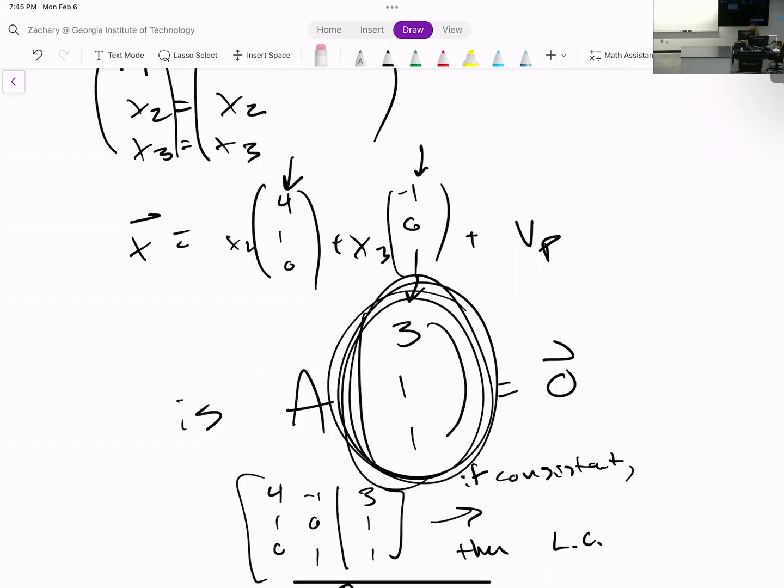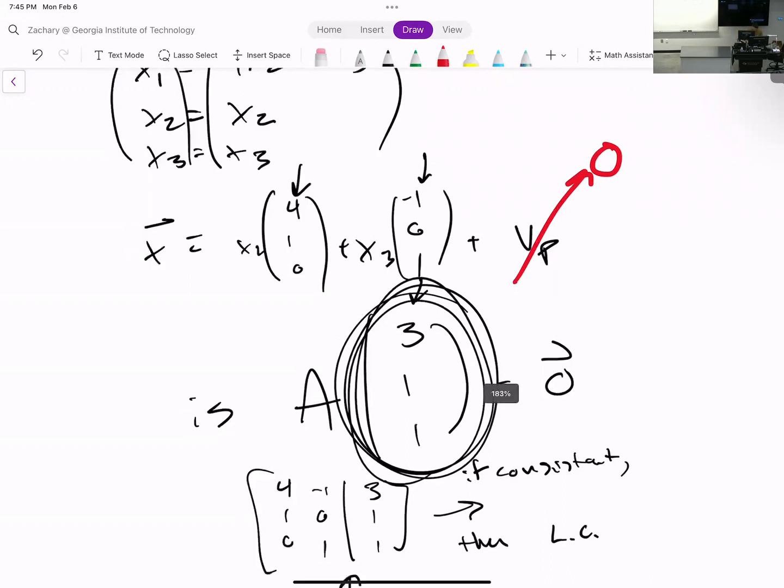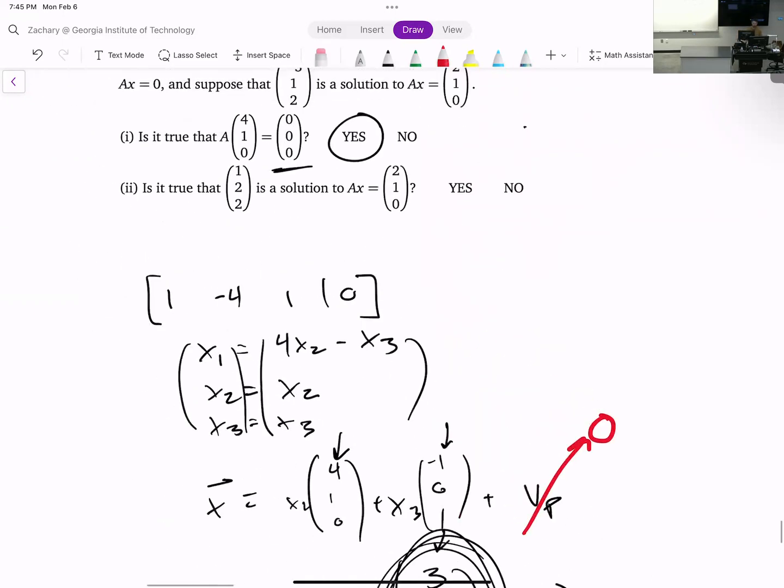I put it here because it's technically always there, but since we're solving for 0, it's gone. Okay, and that's important for part 2 of this question, actually. Okay, so any other questions on part 1?